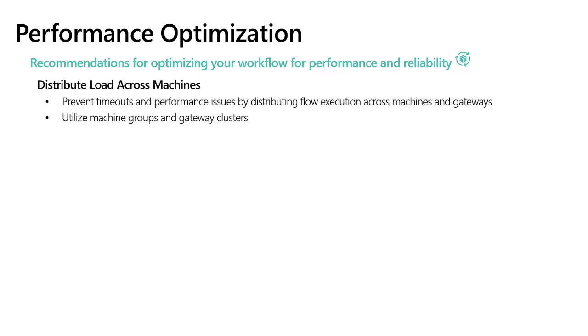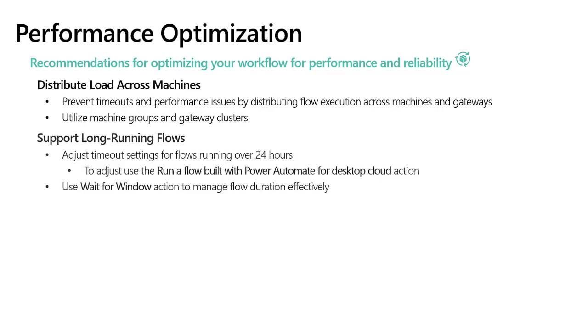You should also log the errors and their details to a file or database for troubleshooting and debugging purposes. If you're running multiple desktop flows at the same time, you should distribute the load across different machines. This will help prevent timeout and performance issues. You can use machine groups to run your desktop flows with identical configurations in parallel. And you can also use gateway clusters to distribute the desktop flow runs evenly across gateways in a cluster.